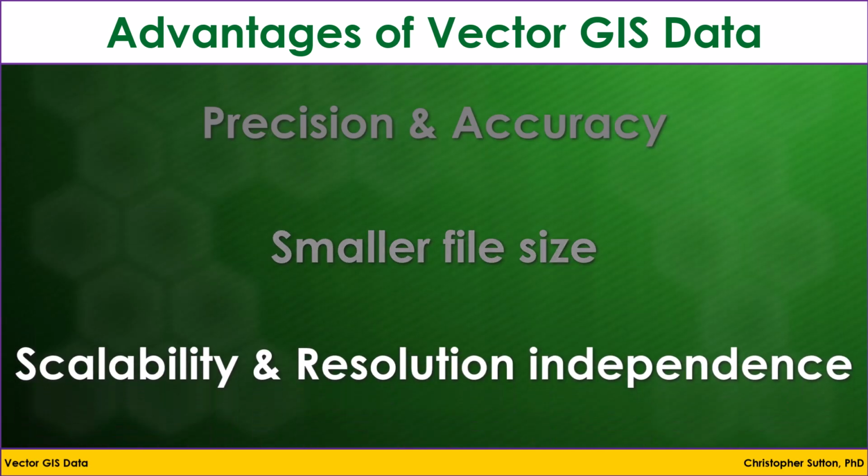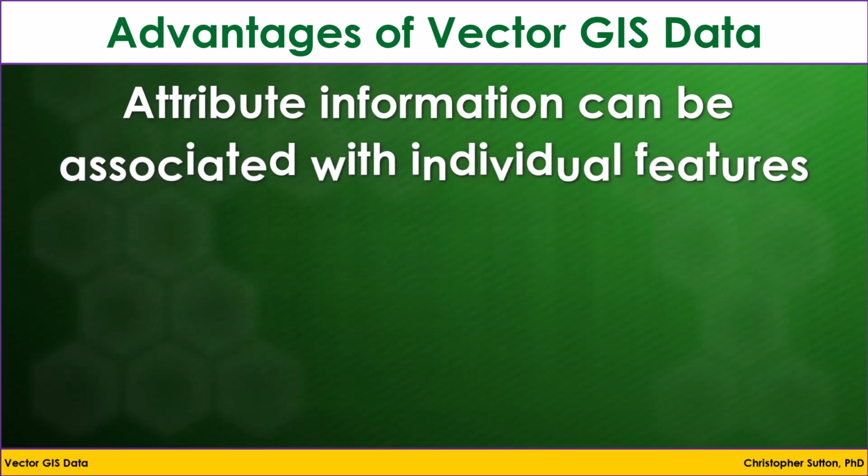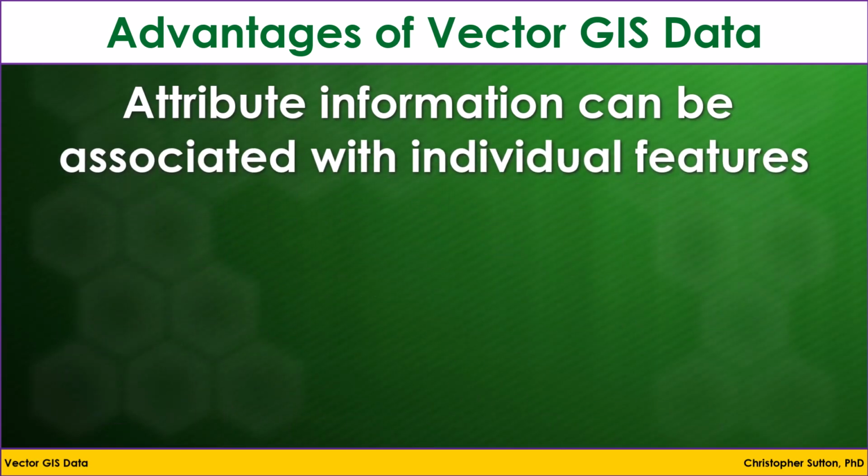Vector data allows for scalability and resolution independence. Unlike raster data, which will be discussed in the next video, vector data can be scaled up or down without losing quality or experiencing pixelation. You can zoom in or out of vector data, and the features will maintain their sharp, clean edges and geometric integrity. Vector data allows attribute information to be directly associated with each geographic feature. This makes data analysis and querying much more robust.